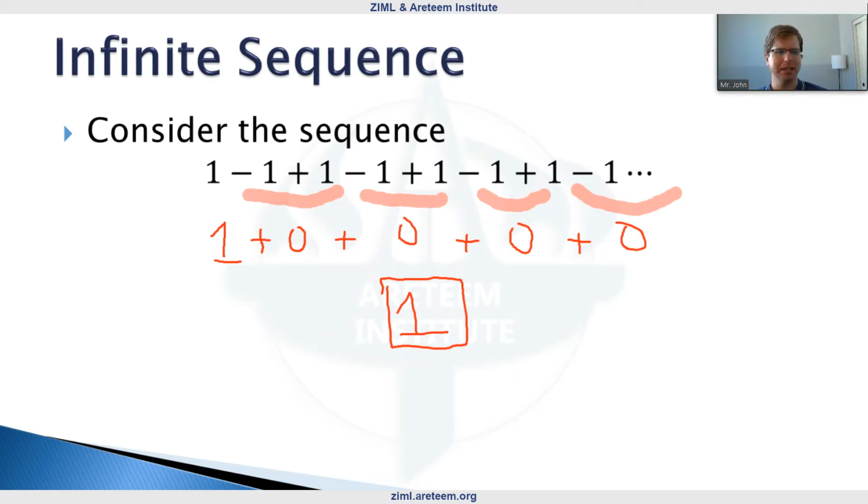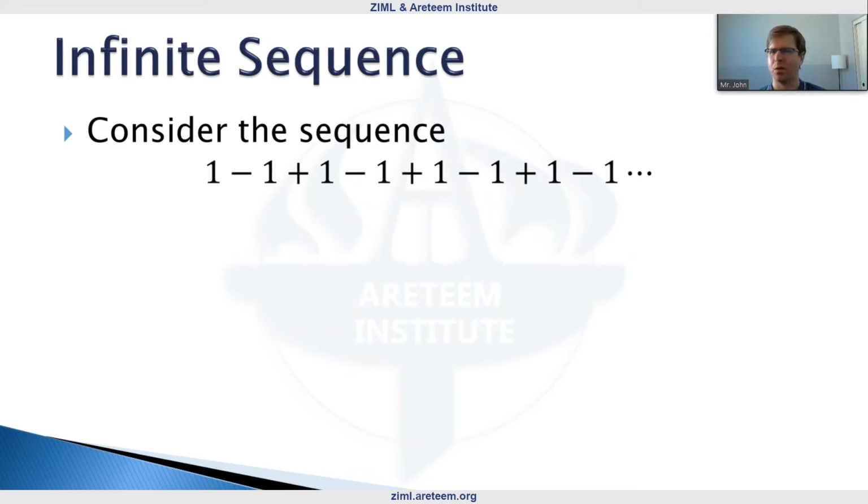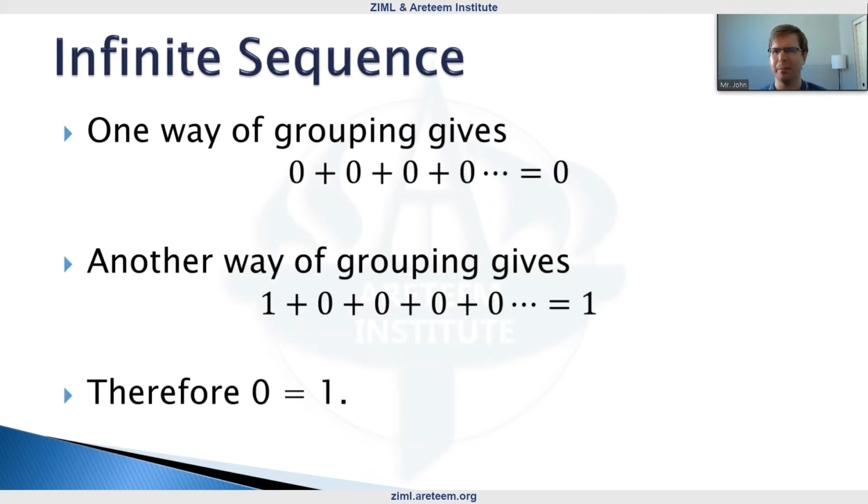So putting this all together, what have we shown? Well, is one way of grouping better than the other? It shouldn't be. So one way gives us 0, one way gives us 1. So therefore, the only logical conclusion is that 0 must equal 1. So there we go, 0 equals 1, using this kind of infinite sequence that we're adding up in this case.